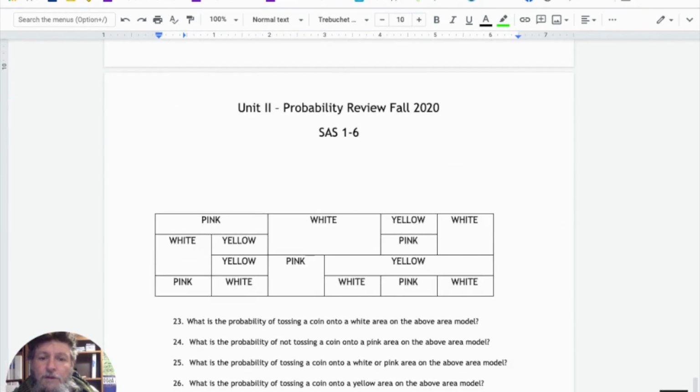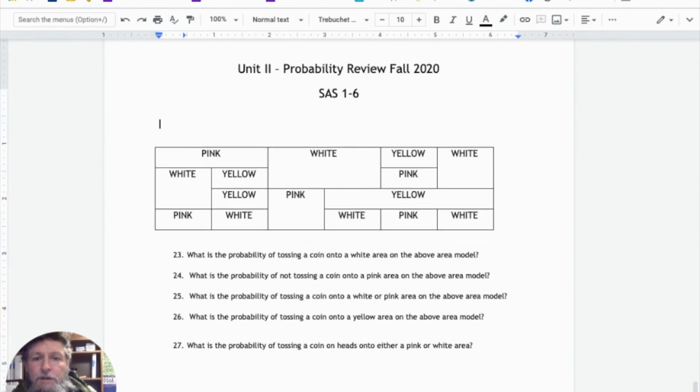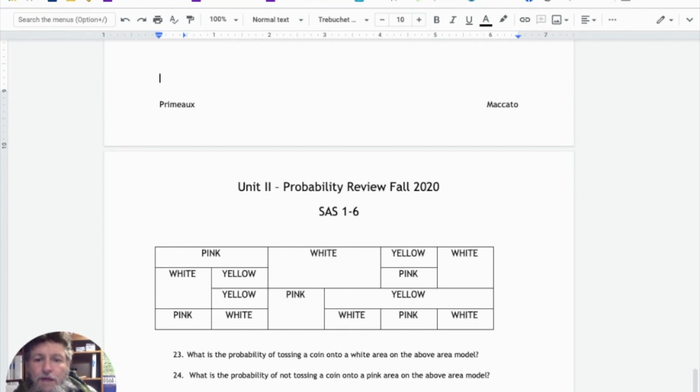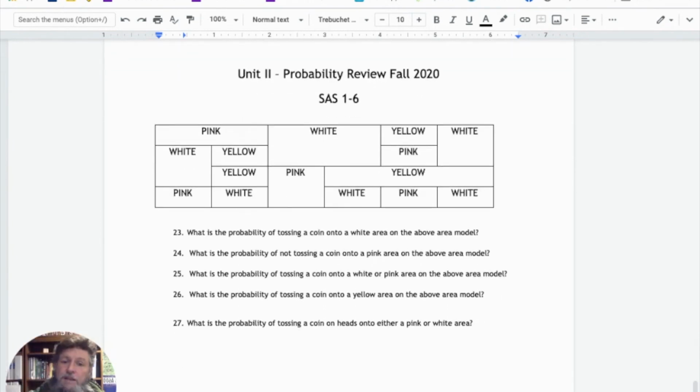So let's move on. Let's look at this area model. This area model is pretty cut and dry. It tells you a whole lot about itself just by looking at the way it is. The first thing you want to do is find the sample size in this particular area. The area is cut up into different colors. But look at the smallest area there is, this little size yellow, the white, the pink. Those are all different areas.